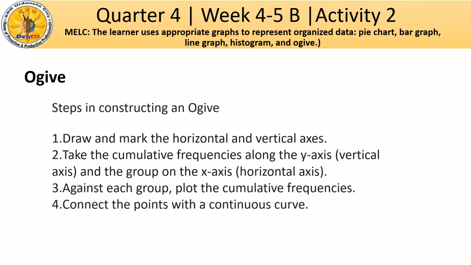Here are the steps in constructing an ogive. Number 1, draw and mark the horizontal and vertical axes. Number 2, take the cumulative frequencies along the y-axis, or vertical axis, and the group on the x-axis, or horizontal axis. Number 3, against its group, plot the cumulative frequencies. Then number 4, connect the points with a continuous curve.